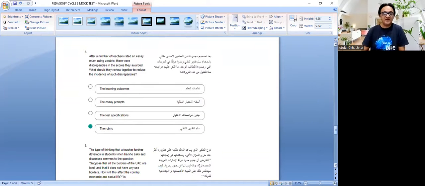Number 8. After a number of teachers rated an essay exam using a rubric, there were discrepancies in the scores awarded. What should they review together to reduce the incidence of such discrepancy? Learning outcomes, the essay prompts, the test specification. Now, the first, learning outcomes, is not talking about the outcomes. The essay prompts, of course, not. The two answers are very close. Either they have to work on the test specification or on the rubric.